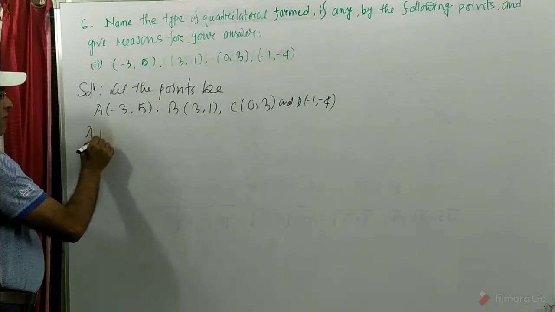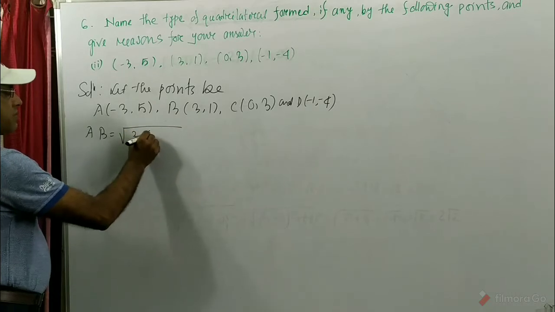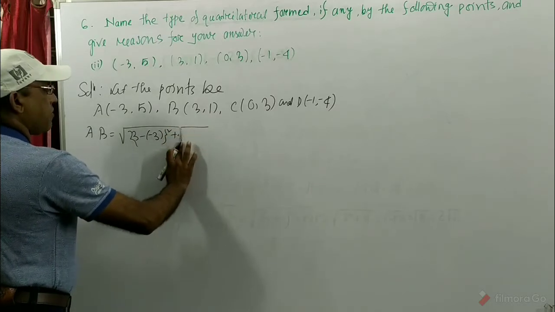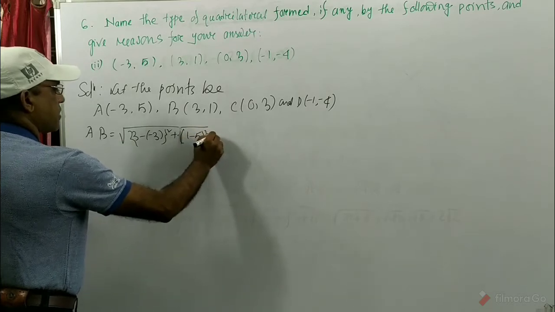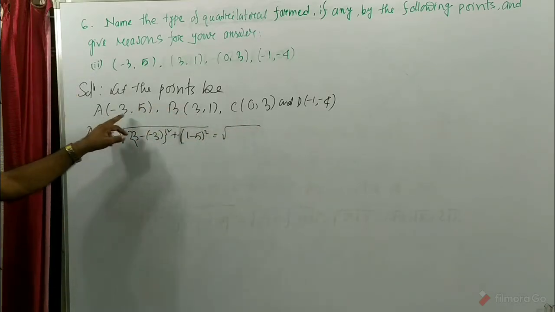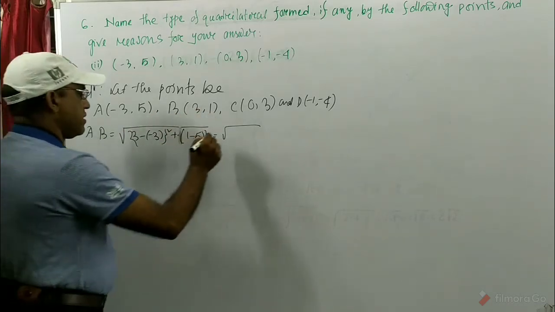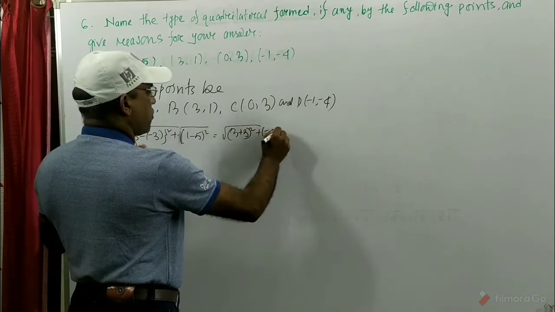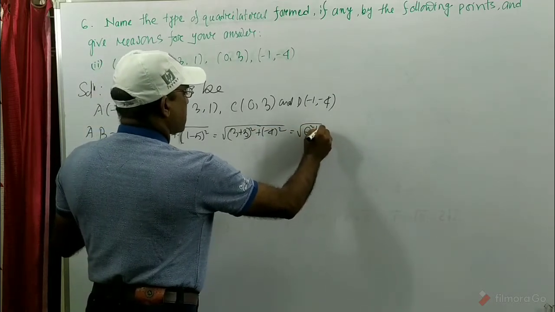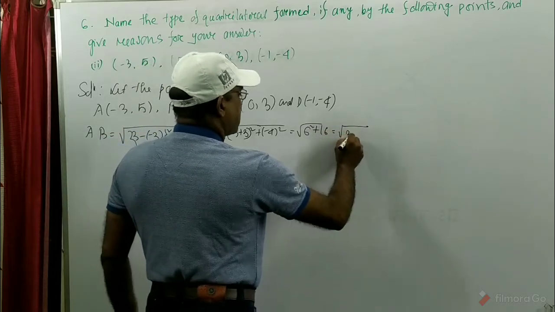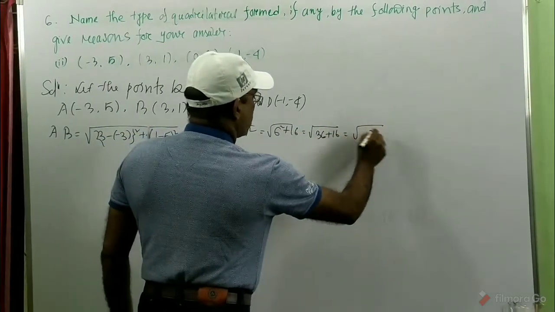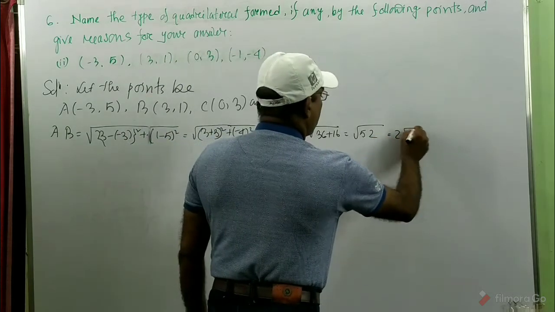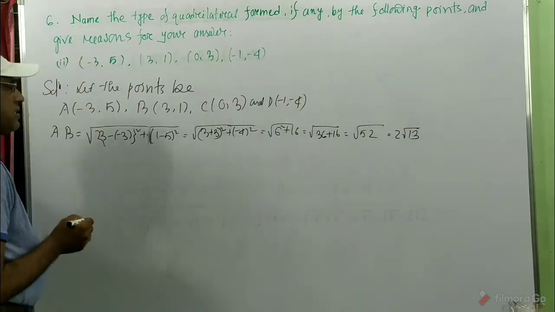So first you have to find AB. AB means (3 minus minus 3) whole square and (1 minus 5) whole square, we get this. So this is (3 plus 3) whole square plus (minus 4) whole square, and this is 6 square plus 16, this is 36 plus 16, and this is 52. 52 means 4 into 13. So this will be 2 root 13 we get. 2 root 13 is AB.